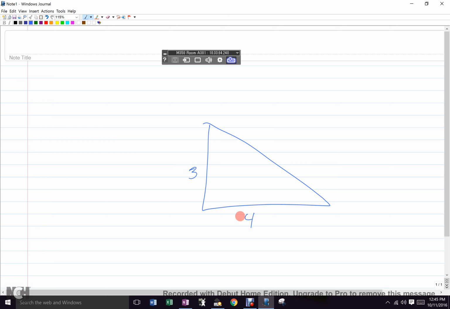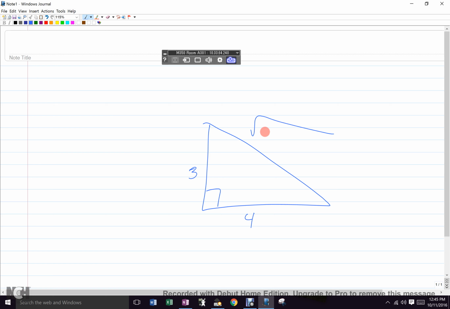Three, 4. How long's the hypotenuse? Why? Don't say 3, 4, 5 triangle. Why? How do you know the hypotenuse there? A squared, B squared, C squared, correct? So that is the A squared, B squared, C squared. It's Pythagoras, yes? Okay, watch.